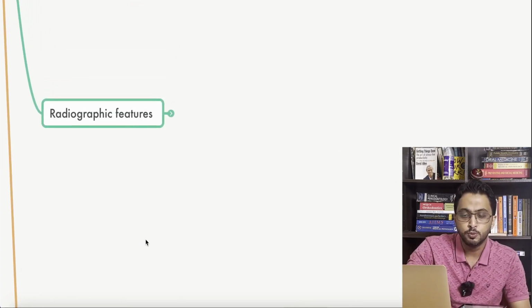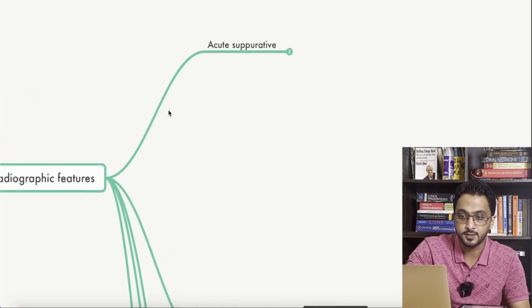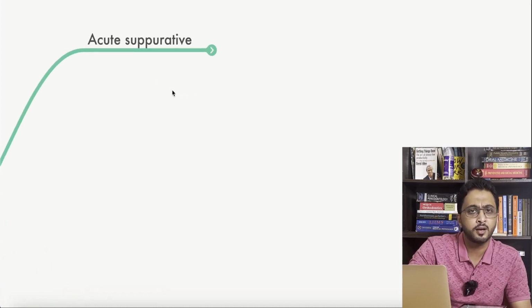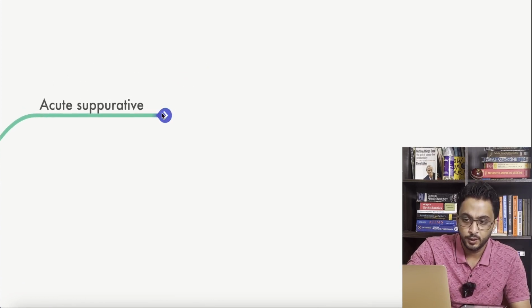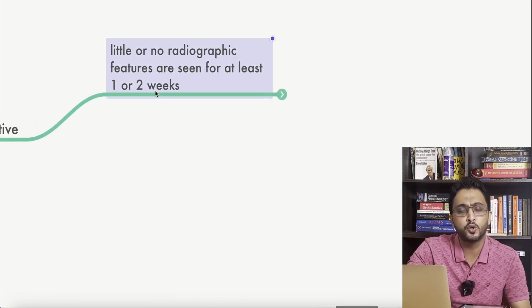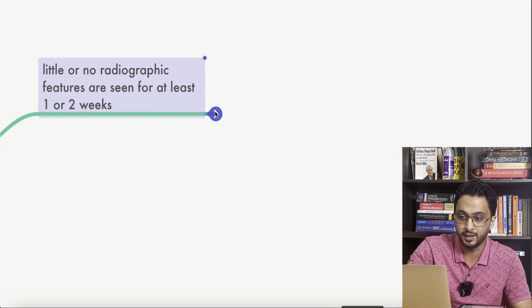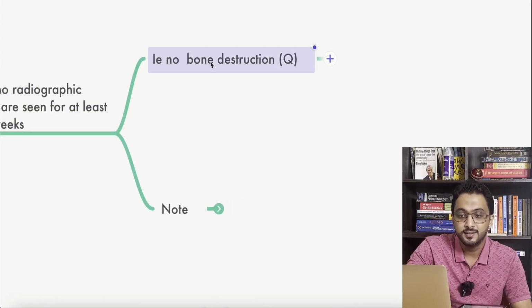Now finally, the most important area of discussion is going to be radiographic appearance. Individually I'll discuss one by one. In acute, I told you already that very little radiographic findings are seen, but you have to know a few key points here. Little or no radiographic features are seen for at least 1 to 2 weeks. In the first 2 weeks there is no bone destruction. So they can ask you a question here directly.